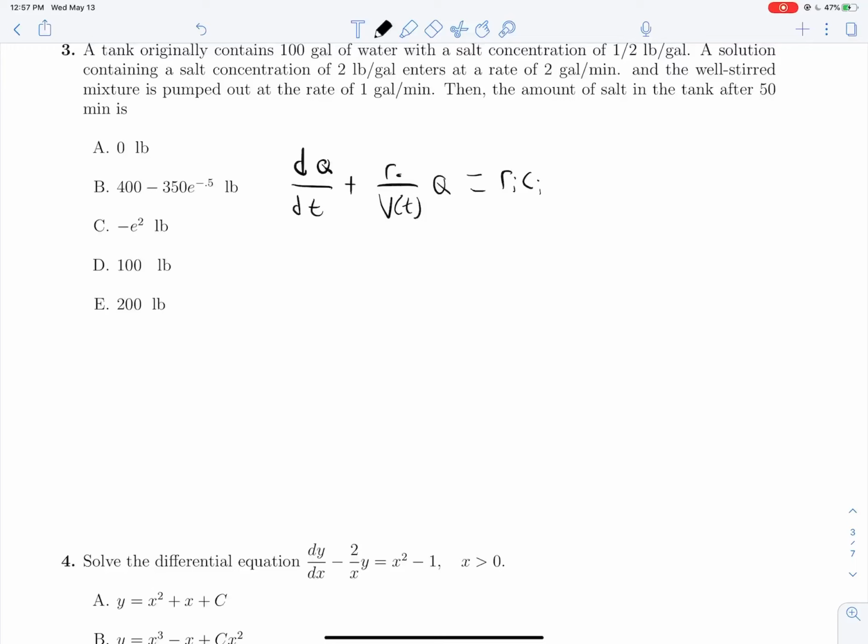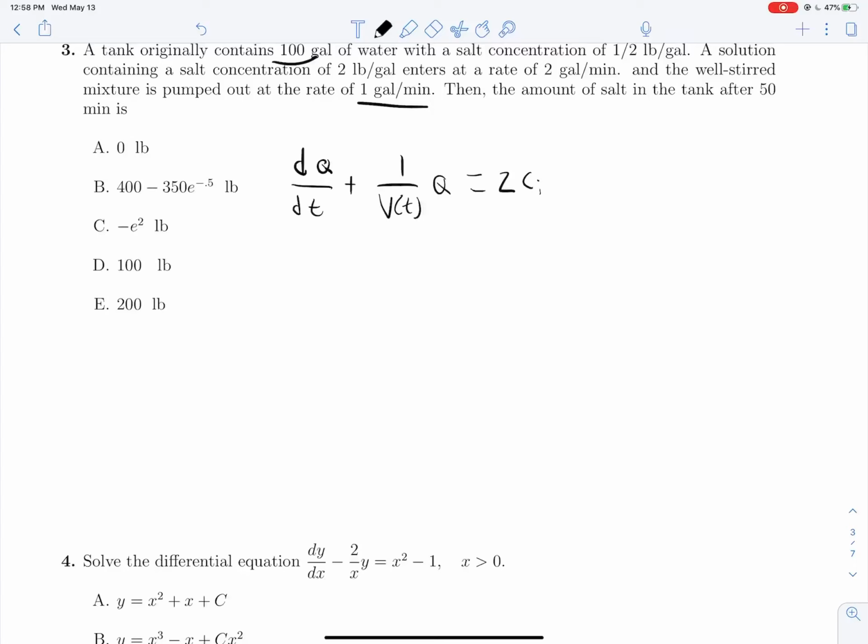Okay, so what are all of these values? Well, R0 and Ri are the rate of outflow and the rate of inflow of the mixture into our tank. So we see that we have a salt mixture entering our tank at 2 gallons per minute. So that can go in the rate of inflow little box. And the well-stirred mixture is pumped out at 1 gallon per minute. So that's our rate of outflow.